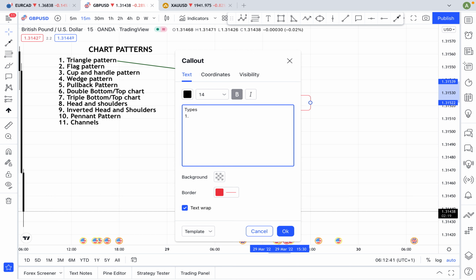You have the first one to be the symmetrical triangle. We have the second one to be the ascending triangle, and then we have the third one to be the descending triangle.